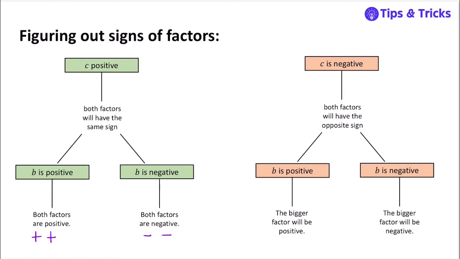On the other hand, if C is negative, both factors will have the opposite sign. So you'll have a positive and a negative. And the reason for that is because the only way to multiply two numbers together and get a negative number is if those two numbers have opposite signs. So if B is positive, then the bigger factor is going to be positive. On the other hand, if B is negative, then the bigger factor will be negative.